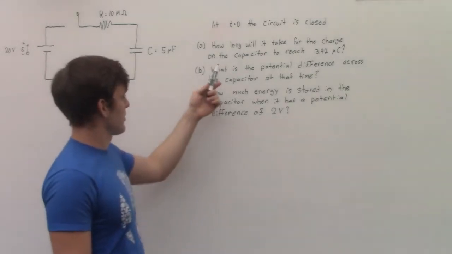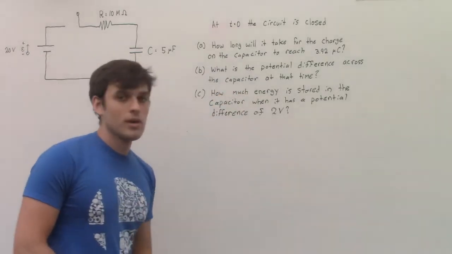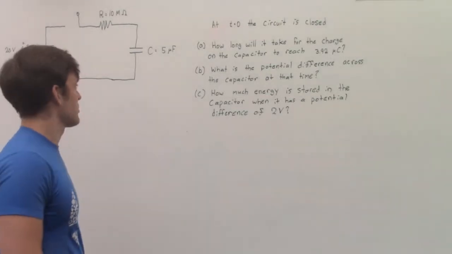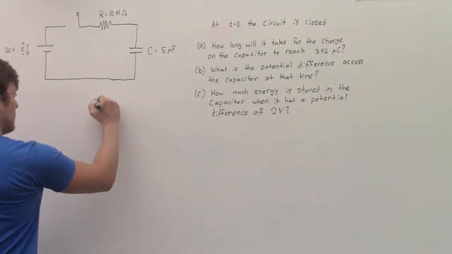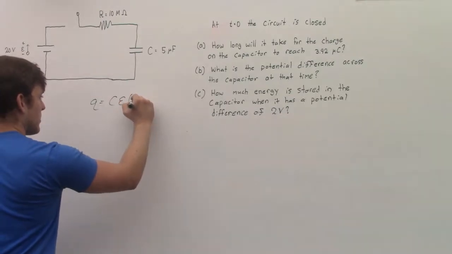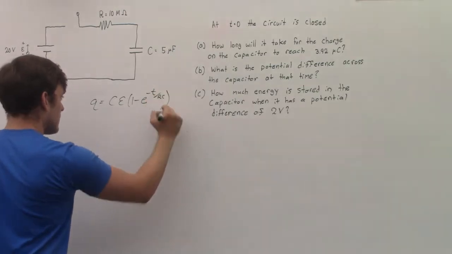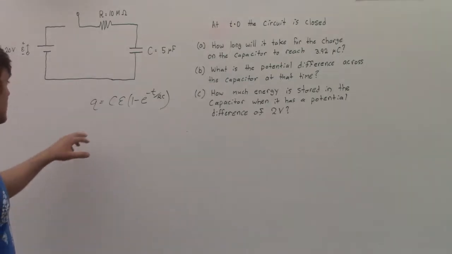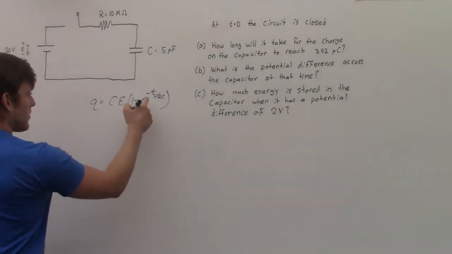So for part A, we want to figure out how long will it take for the charge on the capacitor to reach 3.92 microcoulombs. So to figure out the charge on a capacitor in an RC circuit, we have to use this formula. Q equals the capacitance times the EMF of the battery times 1 minus e to the minus t over RC. So we want to figure out how long it'll take the charge on the capacitor to be 3.92 microcoulombs. So we want to solve for t.